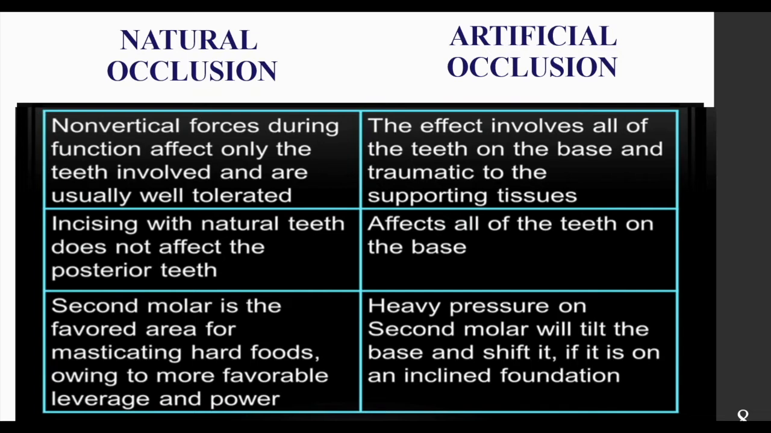Incising with the natural teeth does not affect the posterior teeth, whereas in artificial occlusion, it affects all the teeth on the base. In the natural teeth, the second molar is a favored area for masticating hard food, owing to the favorable leverage forces and power. Whereas heavy pressure on the second molar in the artificial occlusion will tilt the base and shift it, especially if it is on an inclined plane foundation.